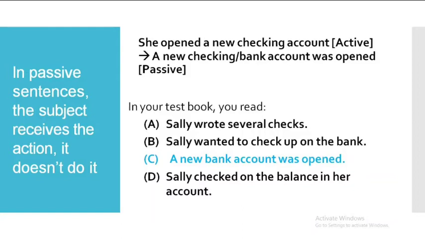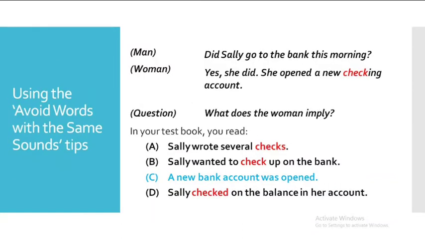Then, we change it to passive, it becomes a new checking account was opened. Checking account then means a bank account. So, the answer is C. And we can also use the strategy where we avoid the words with the same sounds. The choice A, B, and D have the check words. So we choose C because it doesn't have a check word.